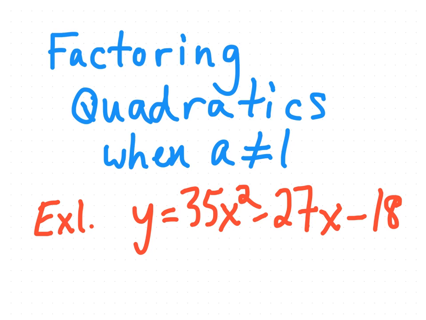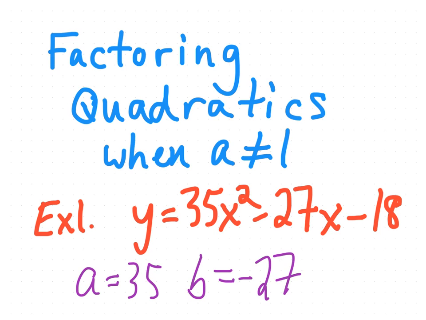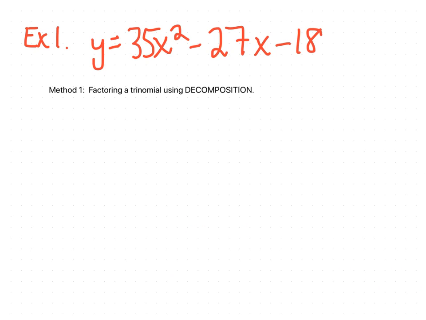Hello everyone. Factoring quadratics when the a value does not equal 1. In this case, the a value is 35, the b value is negative 27, and the c value is negative 18. So we are going to use a technique called decomposition.